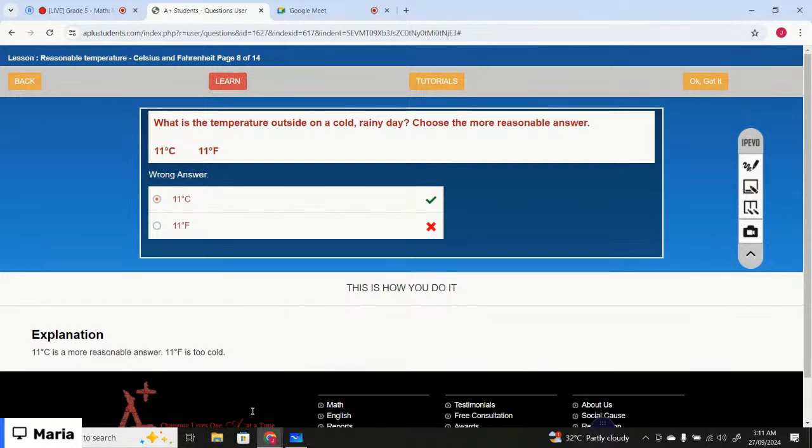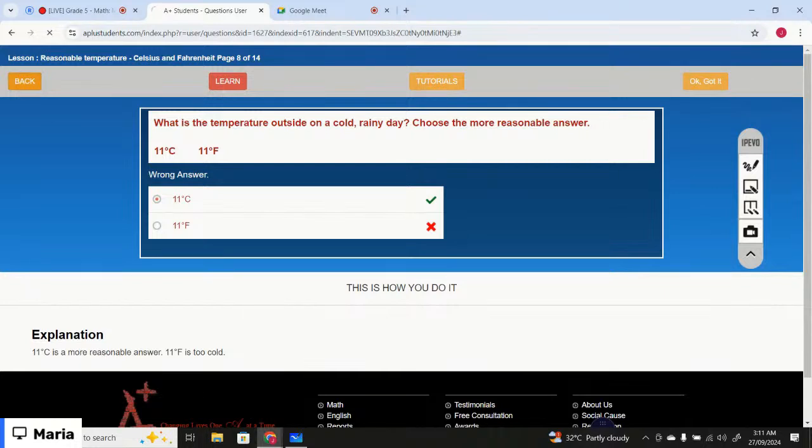What is the temperature outside on a cold rainy day? That must be 11 degrees Fahrenheit, not 11 degrees Celsius, right? Option 2 is the correct option. There is a mistake with these options. That must be 11 degrees Fahrenheit, right?